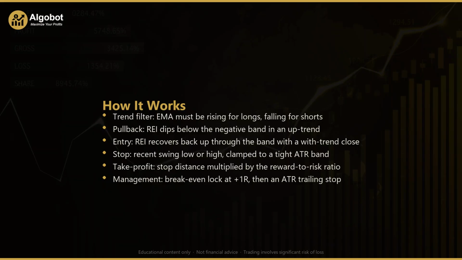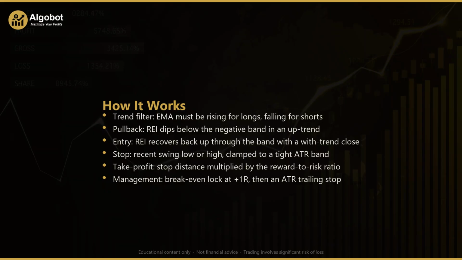Now for risk control, which is really the focus of this design. When a long is opened, the stop is placed just below the recent swing low, scanned over the swing look-back bars, with a small buffer. That structural distance is then clamped to a tight band defined by the ATR and the ATR stop multiplier, so risk per trade stays small and bounded. The take profit sits at the stop distance multiplied by the reward-risk ratio, which defaults to 1.8.